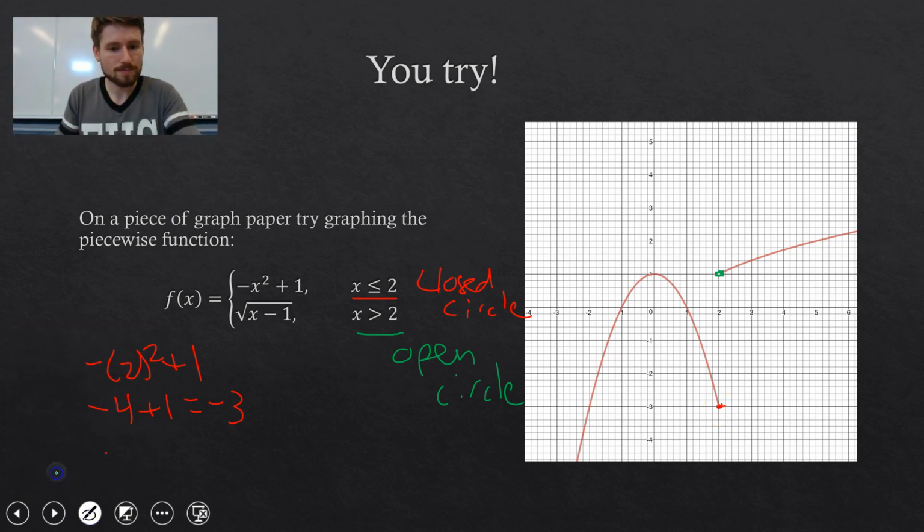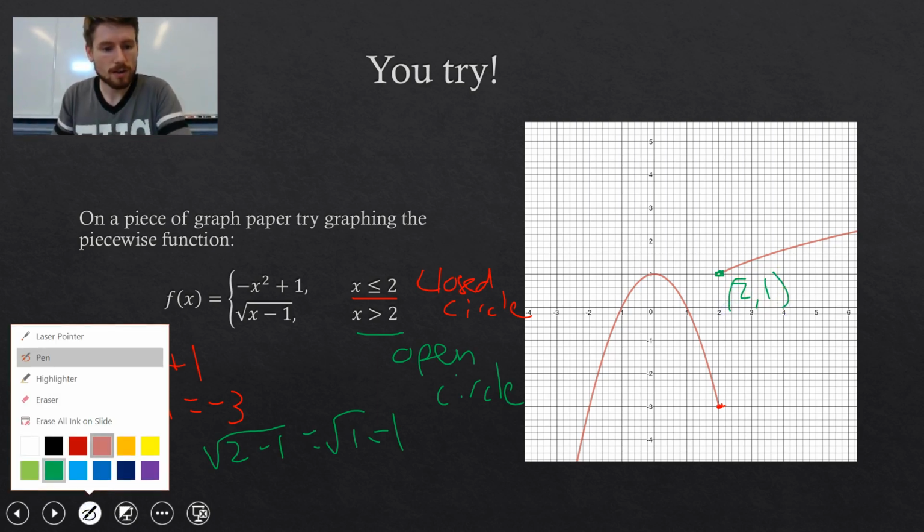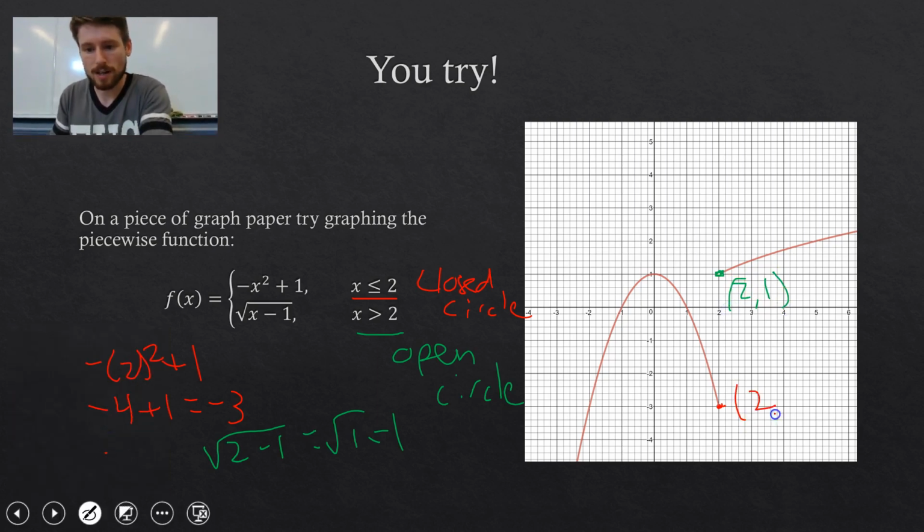And then the other one, root of 2 minus 1, what is that? That's root 1, which is equal to 1. So our open circle is at 2, 1. So that's why that's right there. Okay, so that's at 2, 1. We have our closed circle down here at 2, negative 3.